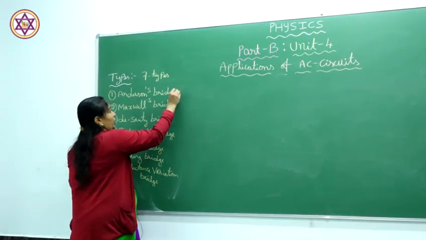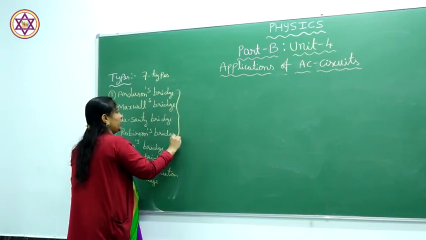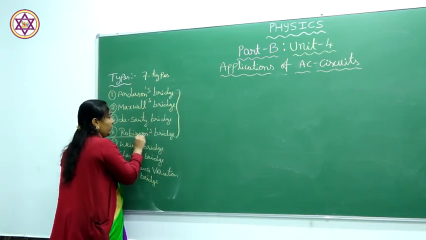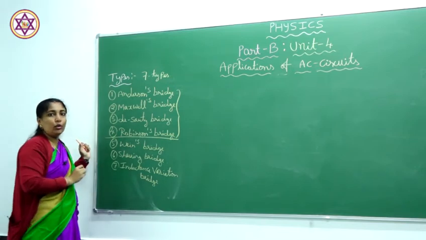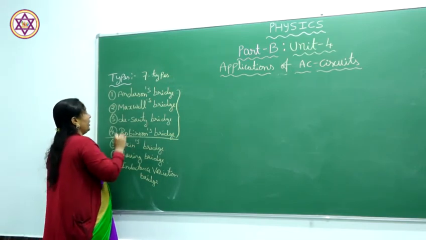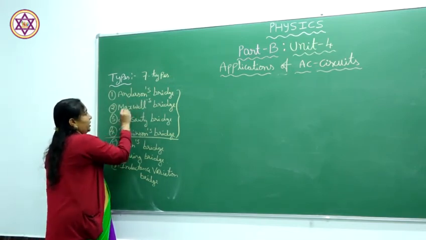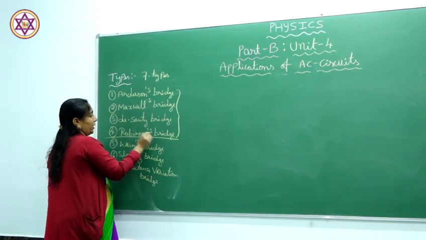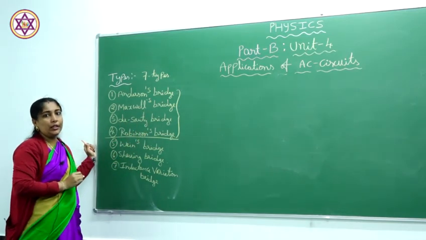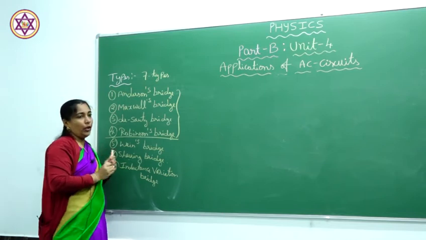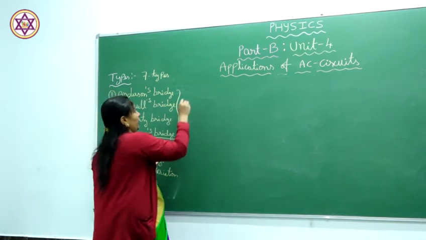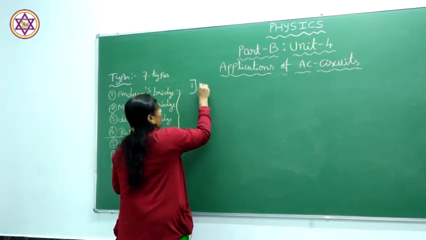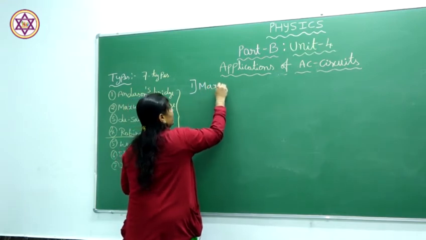In the syllabus only 4 bridges are there. Which are those? Anderson bridge, Maxwell's bridge, DeSauty bridge, and Robinson's bridge. So let us study one by one. Let us consider the first one, Maxwell's bridge.